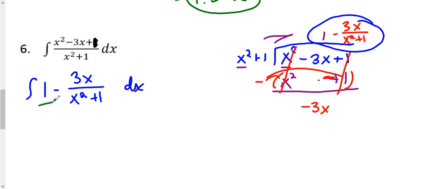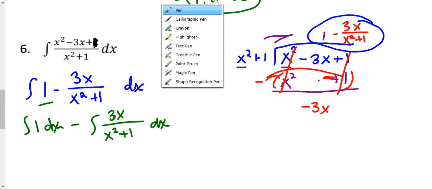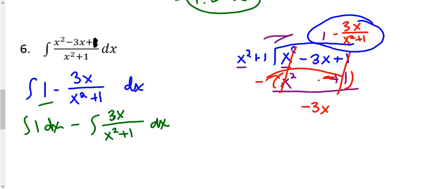When I look at this, I know that I can integrate 1 easily, so I'm going to leave that separately for now. So I'm going to have the integral of 1 dx minus the integral of 3x over x squared plus 1 dx. Now this is a quotient, and we don't have a quotient rule in integrating, so what we need to do is pick a u. u is going to be what's on the bottom, x squared plus 1. So du is 2x dx.